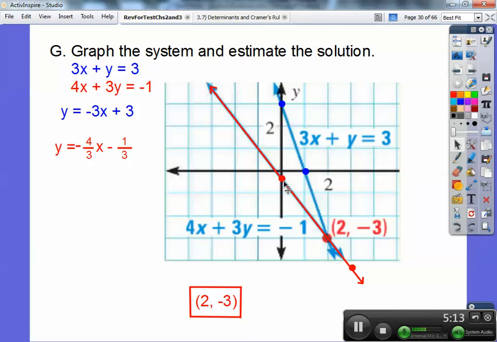Okay, so it's negative 1/3 is the y-intercept, and then down 4. So there's 1, 2, 3, 4. So right about there, and then over 3. So there it is right there. And then connect those up and then estimate your solution. So I'm estimating it's about at 2, -3.